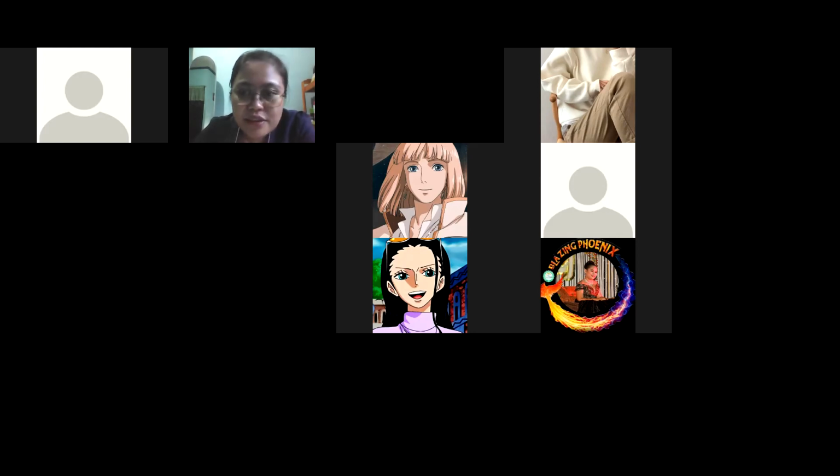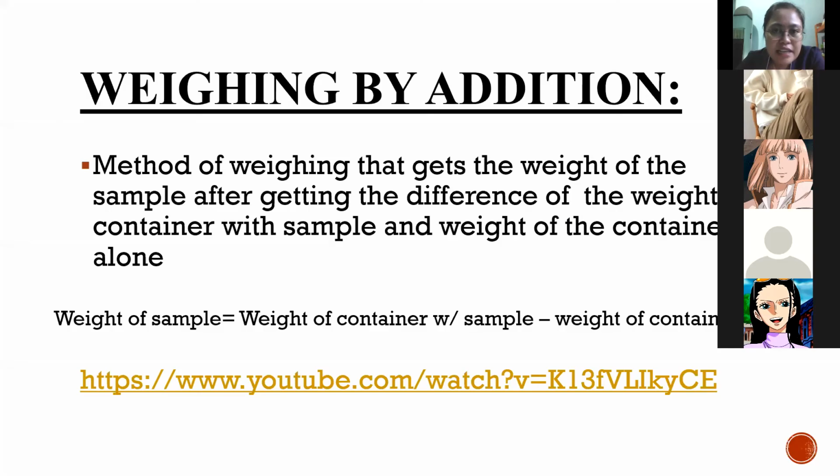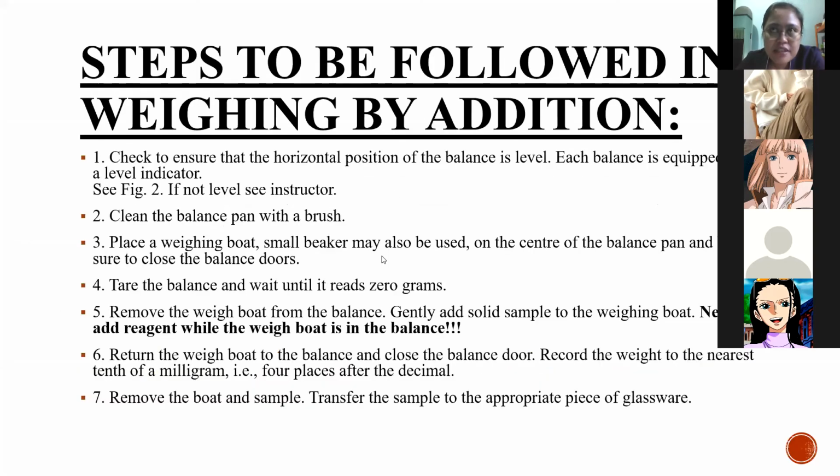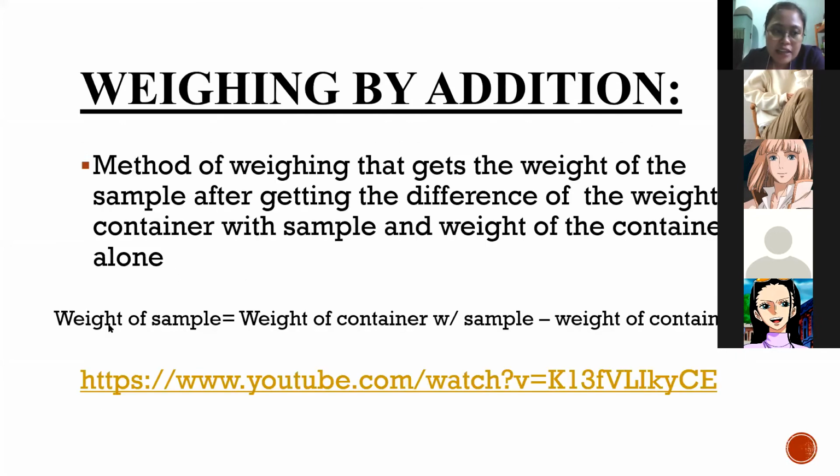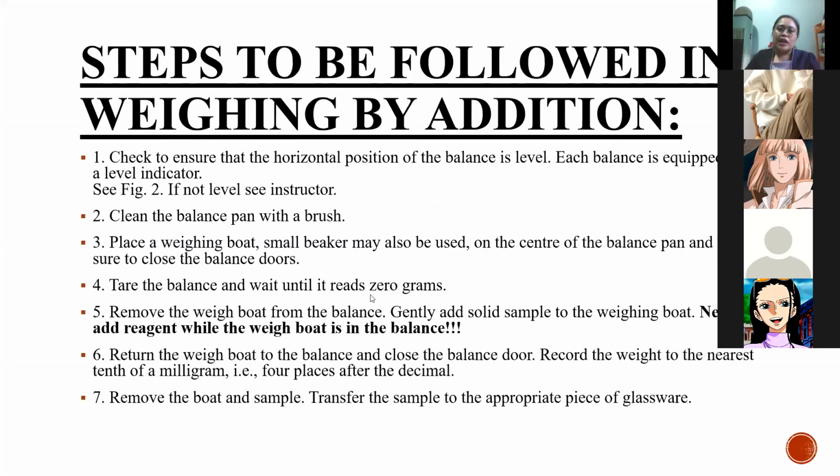Okay? So, weighing by addition: you weigh first the container, and then you add the sample after, using the top load balance for approximation. Then after that, you weigh again the container plus the sample. To get the weight of the sample, we just subtract. Weight of the sample is equal to weight of the container with the sample minus weight of the container. That's how you do the weighing by addition.